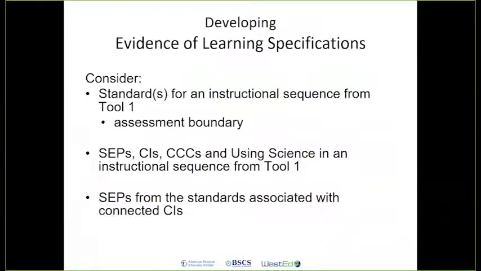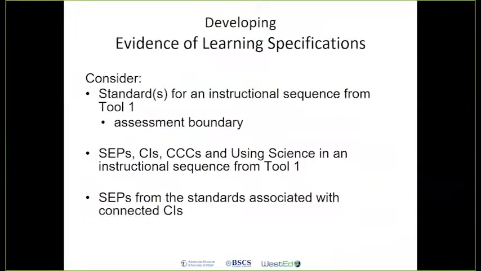So while we're writing our evidence of learning specifications, hopefully you keep this real-world example in mind. But the first thing we need to consider is the standard. And we already have our standards in an instructional sequence from Tool 1. And then did we talk about in our groups anything that was clarifying, or maybe some assessment boundary where we are keeping our boundaries as we are teaching?